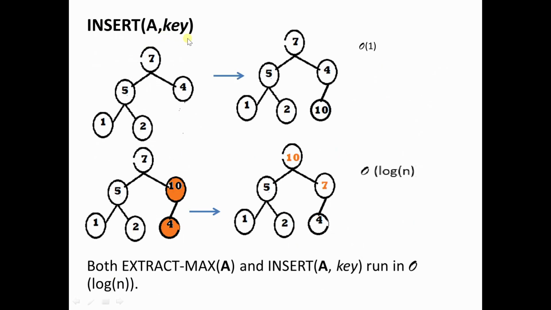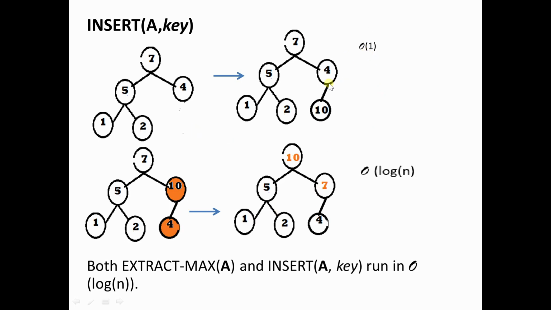Next is insert A comma key. Now we are going to insert a number. So let's take another example. Let this be the example tree, and we are going to insert the number 10 in this tree. For that what we will do, we will insert it as a child node. So here at the right side we can insert it. On the right side we are inserting the node as 10. So for this the order is 1. For inserting, it takes order of 1.